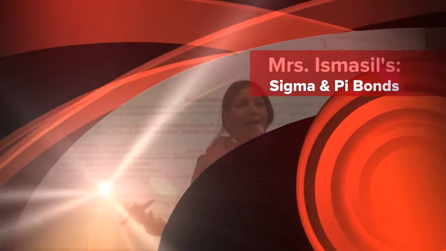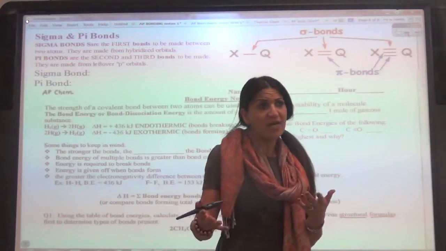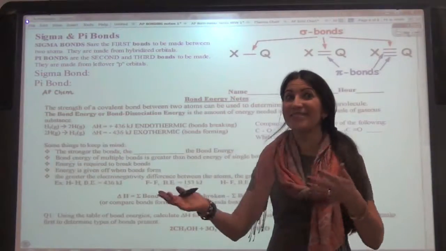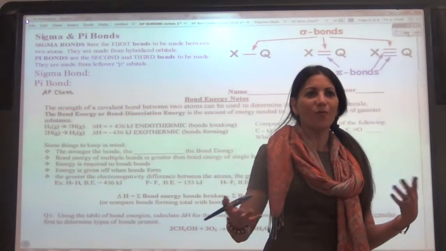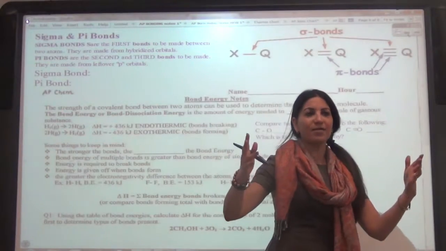Okay, so really quickly, I just want to explain how easy it is to figure out the sigma bonds and the pi bonds, just because this is something that may also show up, something very easy to get and easy to also skip over in your textbook. So I want to make sure that you have this down. So yes, sigma and pi bonds, it can be very intense.